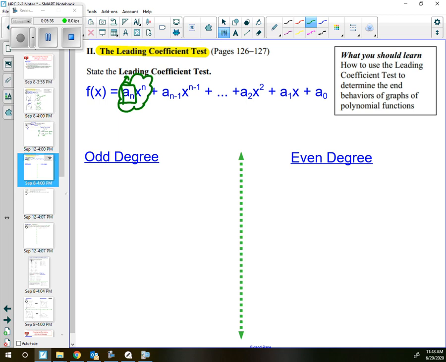So let's start with if the leading coefficient, I'm going to abbreviate here, this is the leading coefficient test. So if the leading coefficient, that A value, is positive, that means it's going to be like normal, regular old x to the 3rd. Keep that x cubed in your mind, like y equals x to the 3rd. That's a great example for this one. So if that's positive, what does that mean for the ends of the graph? What we're going to do is look at the right end of the graph and the left end of the graph.